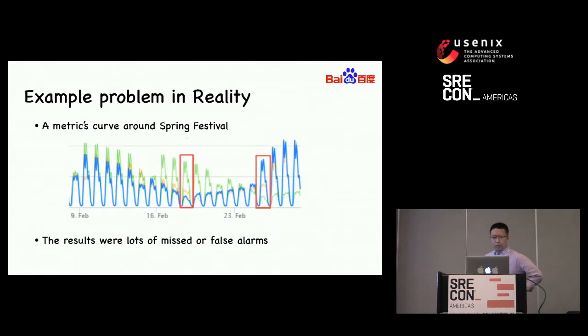However, let's step out of the textbook and come to reality. This picture is actually copied from a real service of Baidu. The time is tricky: it is around the Spring Festival. Spring Festival is the most important festival in China, just like Christmas or New Year's in the United States. People always have long vacations or long holidays, so the traffic becomes very abnormal. You can see the gap between the real value and the expected value becomes pretty large.